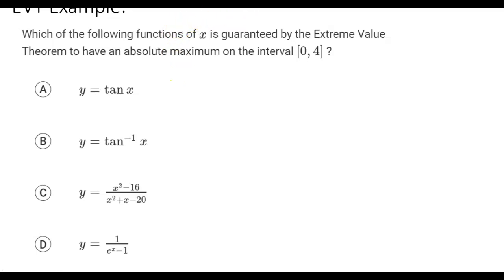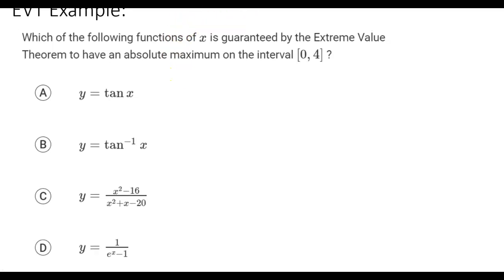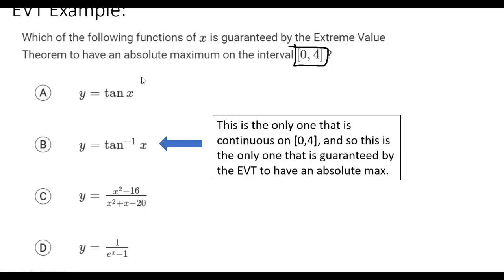So here's an example of an EVT type question that I thought I would include for you guys. Which of the following functions of x is guaranteed by the extreme value theorem to have an absolute max on the interval 0, 4? Well, notice we have a closed interval, so that's good. So the only thing we really need to check is, are these functions continuous on the interval 0 to 4? And it turns out there's only one that is. The only one that's continuous on 0, 4 is this one here in the middle.